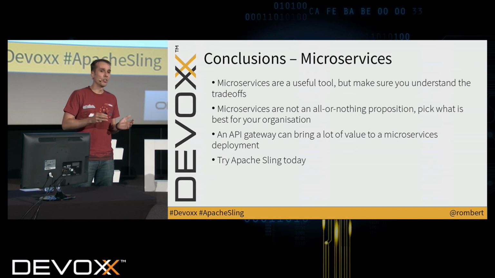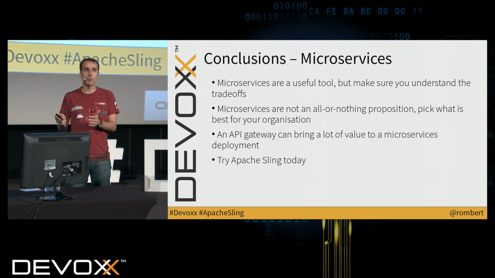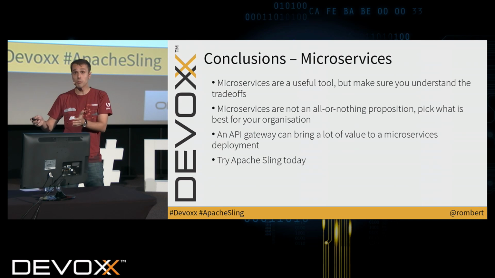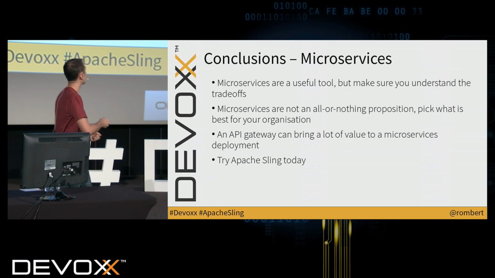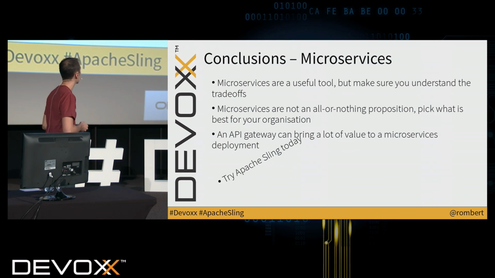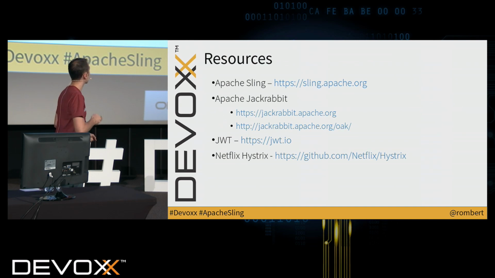Microservices are not an all-out proposition, right? You can choose various levels of investment in microservices, and you need to find out for yourself, for your organization, for your team, which is the best level of involvement. And I try to be subtle with this. Okay, try Apache Sling today. It's a very cool piece of technology.